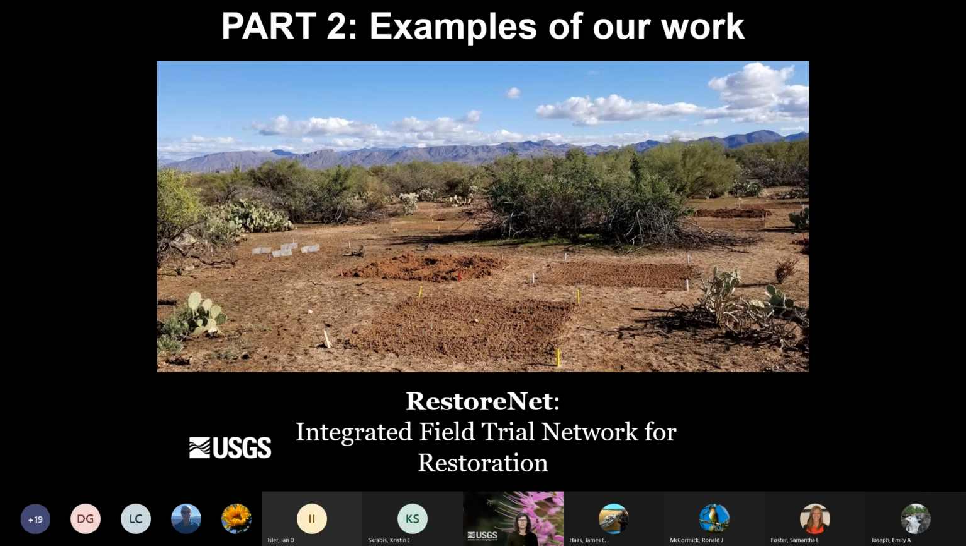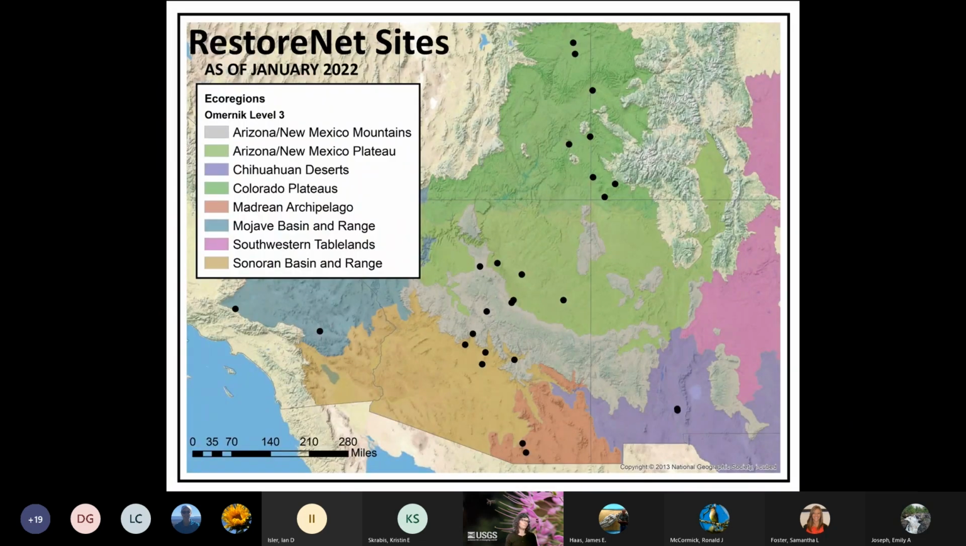The next I want to talk about is RestoreNet, which is our integrated field trial network for restoration. And so this project works with land managers and researchers on a common issue of revegetation bottlenecks. As I said, it's really difficult to have success seeding where we are. And so this is a map of all of the sites. We have some 25 or so now, including over 50 partners.